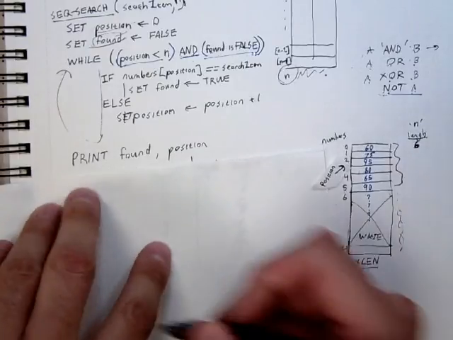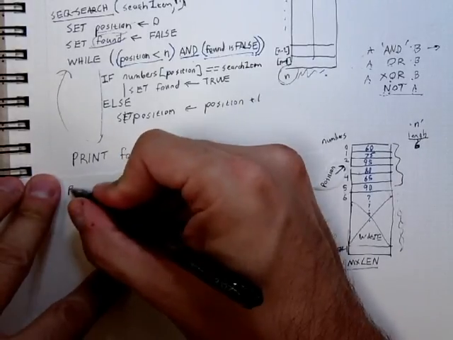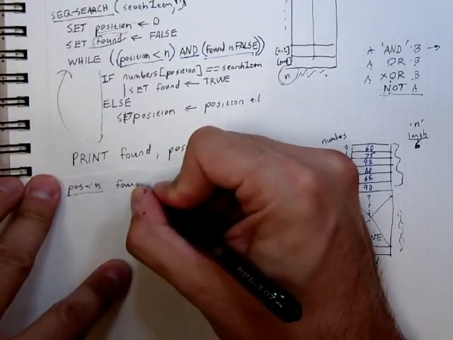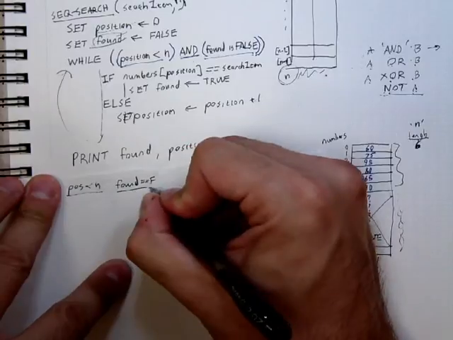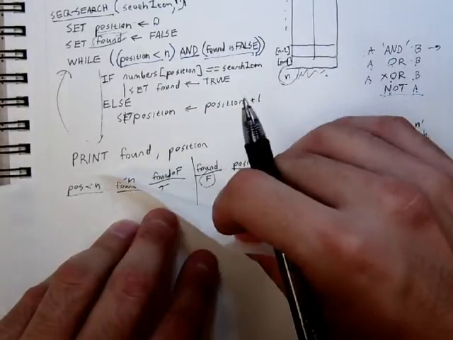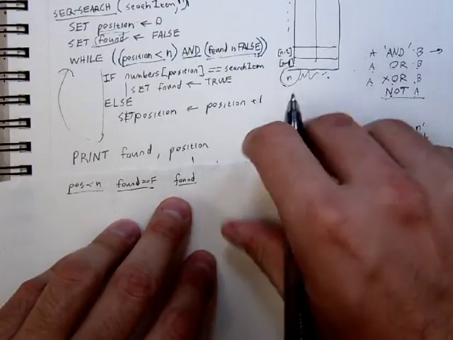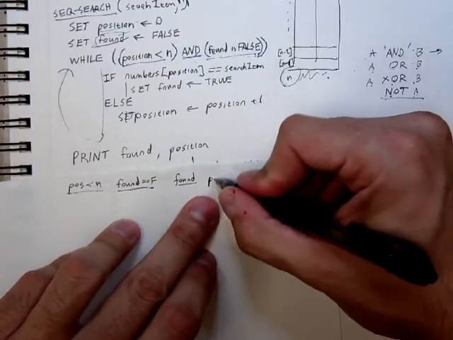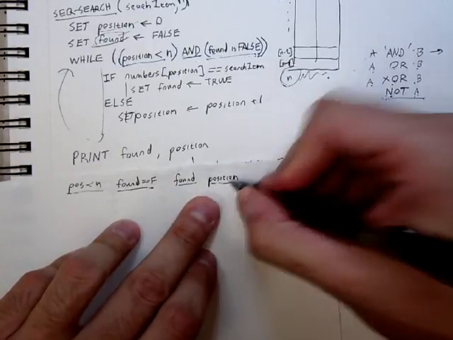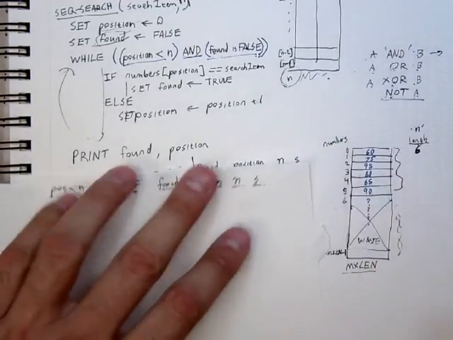We are going to be checking whether the position is less than n. We're going to be checking whether we found it. So is found equal to false? We want to be checking the value of found, and position, and the length of the array, and the search item. Right. So here we go.